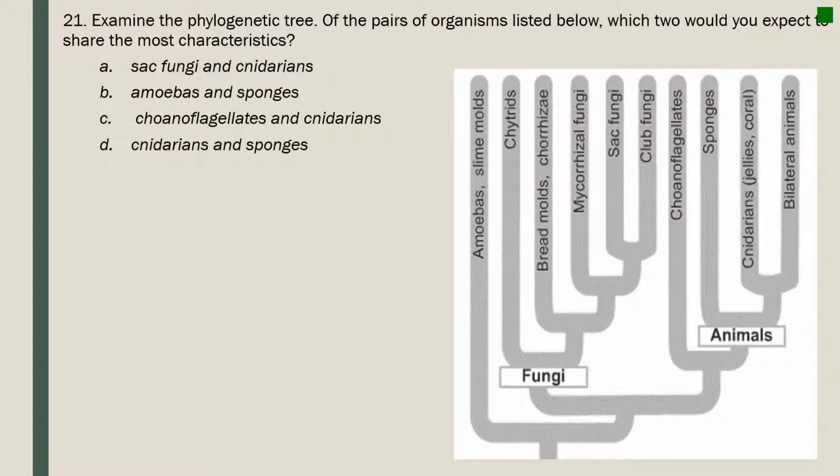21. Examine the phylogenetic tree. Of the pairs of organisms listed below, which two would you expect to share the most characteristics? A. Sac fungi and cnidarians. B. Amoebas and sponges. C. Choanoflagellates and cnidarians. D. Cnidarians and sponges.